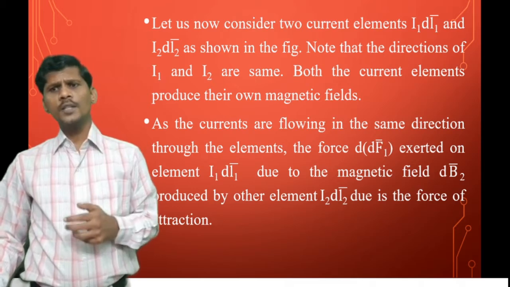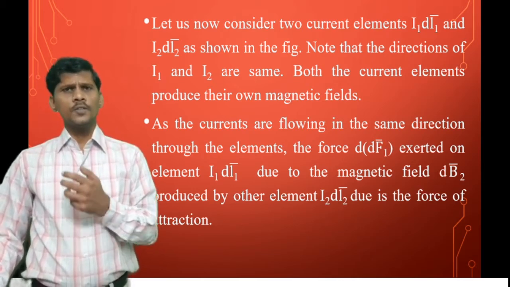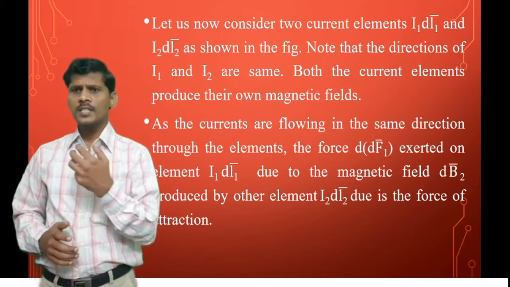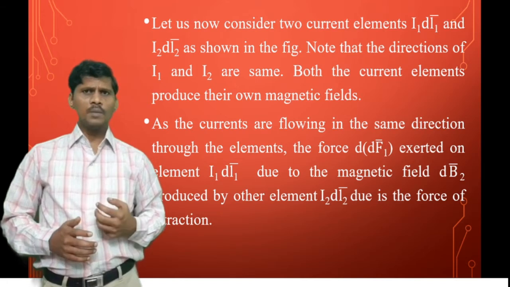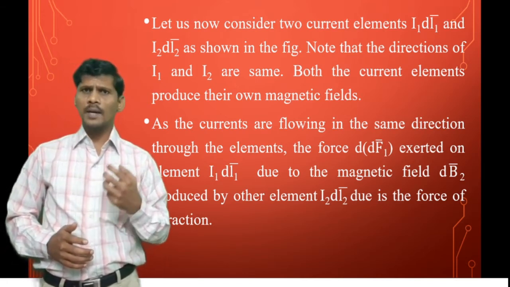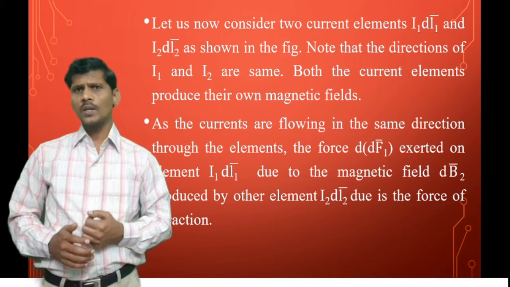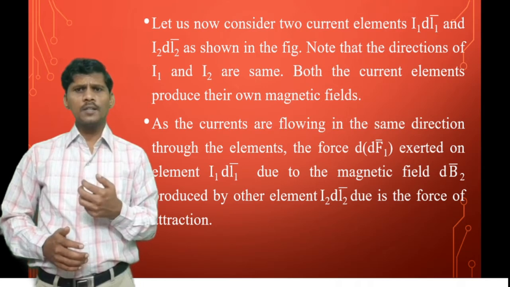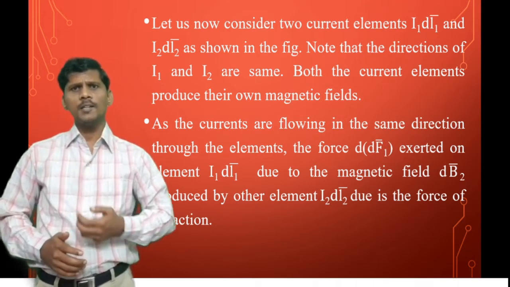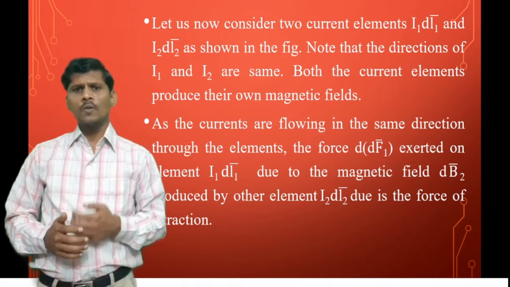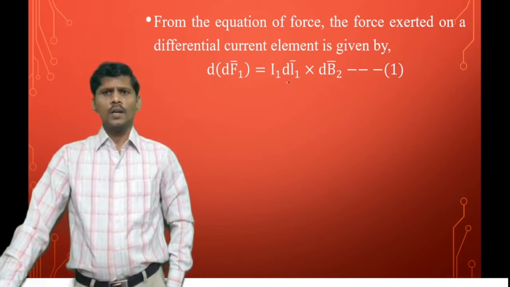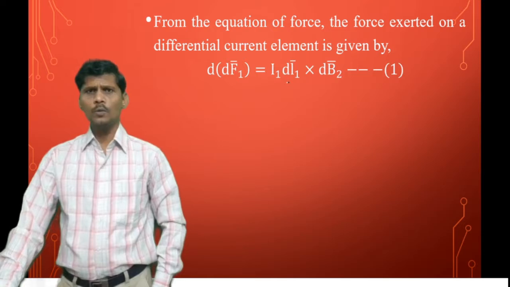As the currents are flowing in the same direction through the elements, the differential force dF1 bar exerted on the element I1 dl1 bar due to the magnetic flux density dB2 bar produced by the other element I2 dl2 bar is a force of attraction. So dF1 bar is equal to I1 dl1 bar cross dB2 bar.